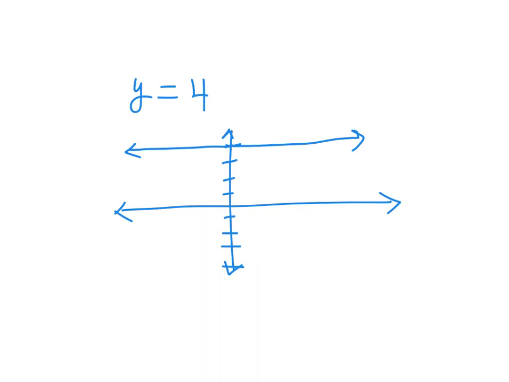So if you get a line in your homework today that says y equals some number, any number, call it b, that's a horizontal line. A y equals line is a horizontal line, and we just established earlier that a horizontal line has a slope of 0.